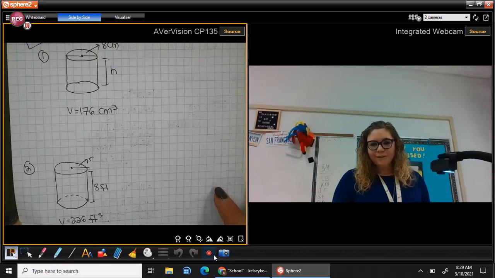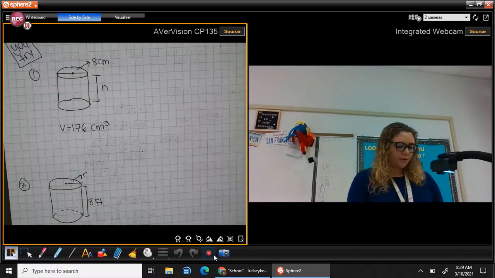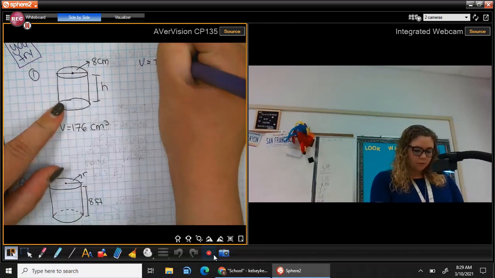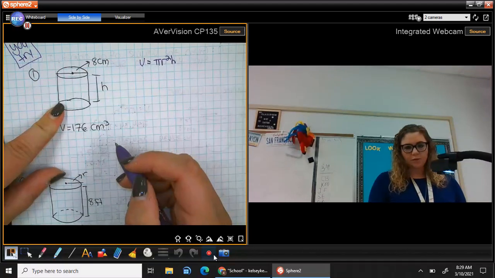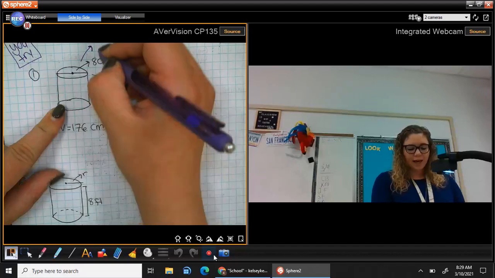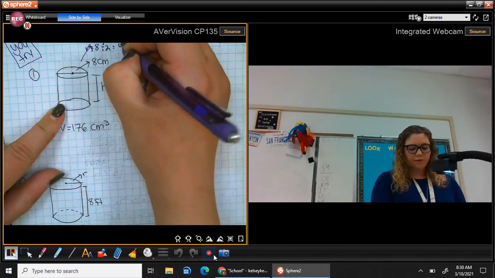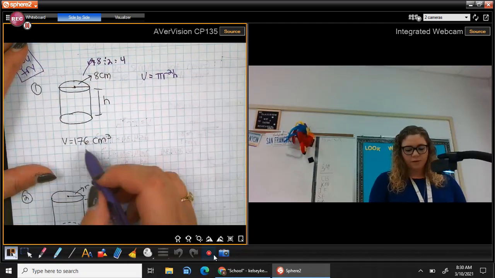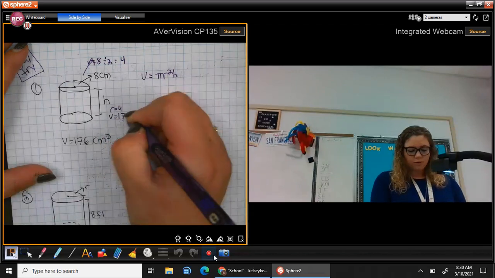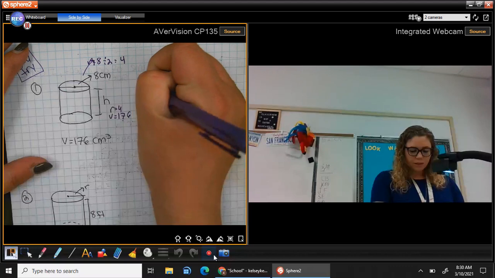Okay, welcome back. So let's do number 1 together. We're going to first write out my formula for volume and plug in what I know. Okay, so my radius, this is my diameter. My radius is half of my diameter. So my radius is 4. And the volume is 176. And we're trying to find h.